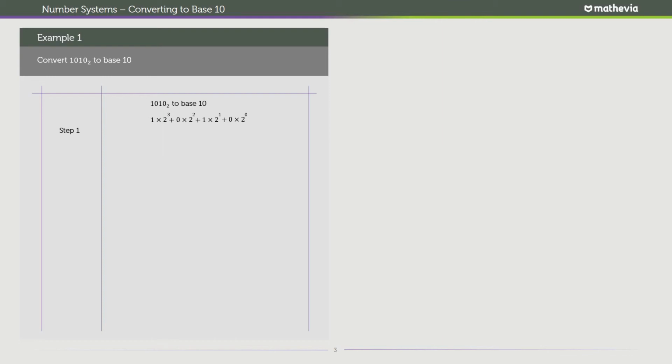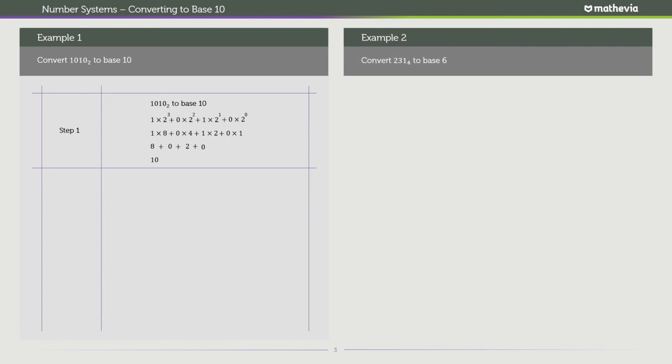Okay, and basically what we have is the first bit, 1 times 2 to the power of 3, and 2 to the power of 3 is 8. Okay, and then we have 0 times 2 to the power of 2. 2 to the power of 2 is 4, plus 1 times 2 to the power of 1. 2 to the power of 1 is 2. And 2 to the power of 0 is 1, so we have 0 times 1. Okay, and then we do the multiplication. 1 times 8 will give us 8, 0 times 4 will give us 0, 1 times 2 will give us 2, and 0 times 1 will give us 0. And what we end up with is 8 plus 0 plus 2 plus 0, we have 10. So 1010 base 2 equals 10 in base 10.